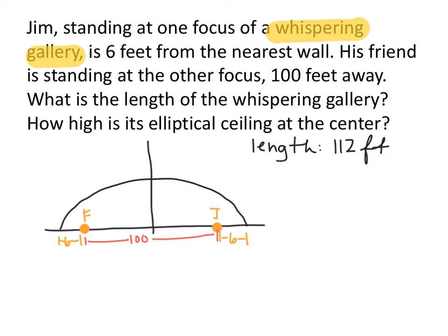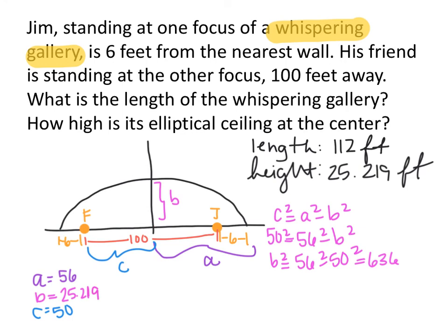Well, they're both 6 feet from a wall, and they're 100 feet from each other, so it must be 112 feet long. Now we want to find the height of the whispering gallery at its center, so we want to find the height here. Well, we know that A is the distance from the center to a major vertex. In this case, our major vertex lies on our floor, so the center to a wall. And we know that C is the distance from the center to a focus, so we can fill in these values. Go ahead and pause the video and fill in A and C, and use that to help you find B, or the height at the center of this gallery.